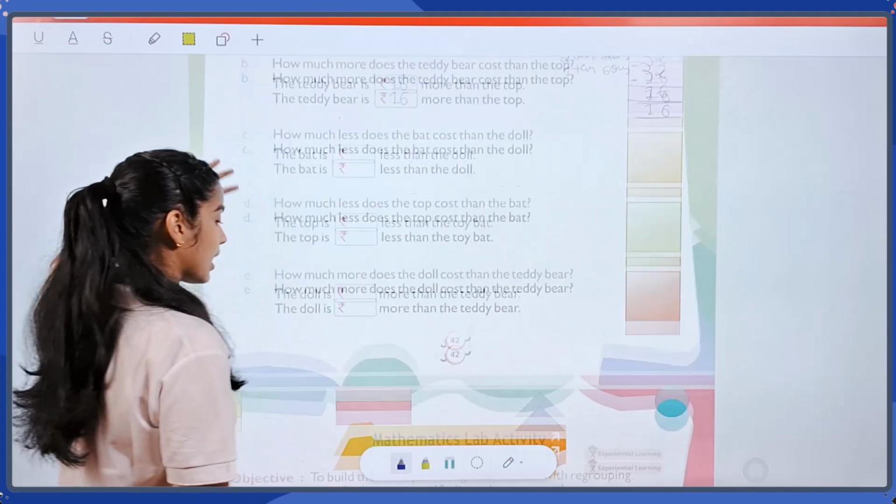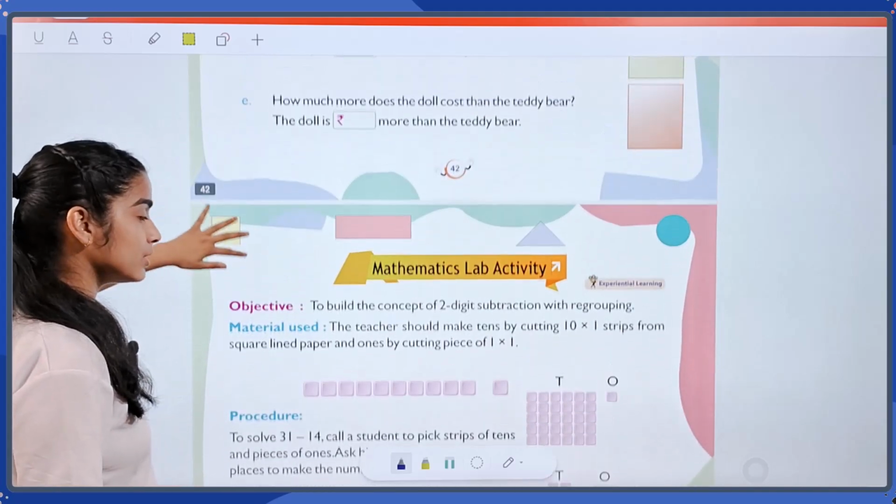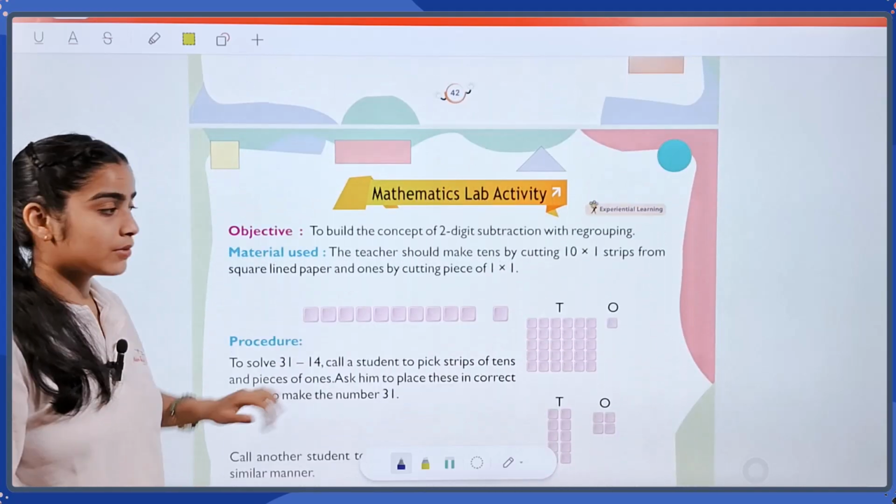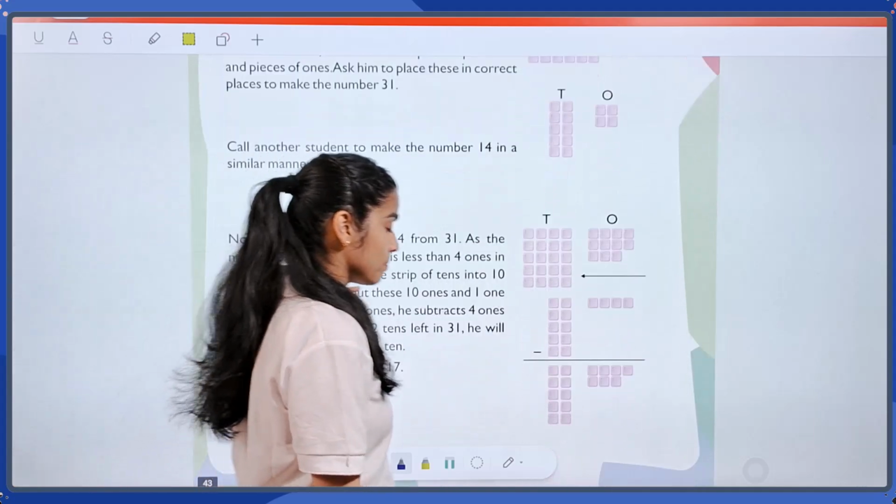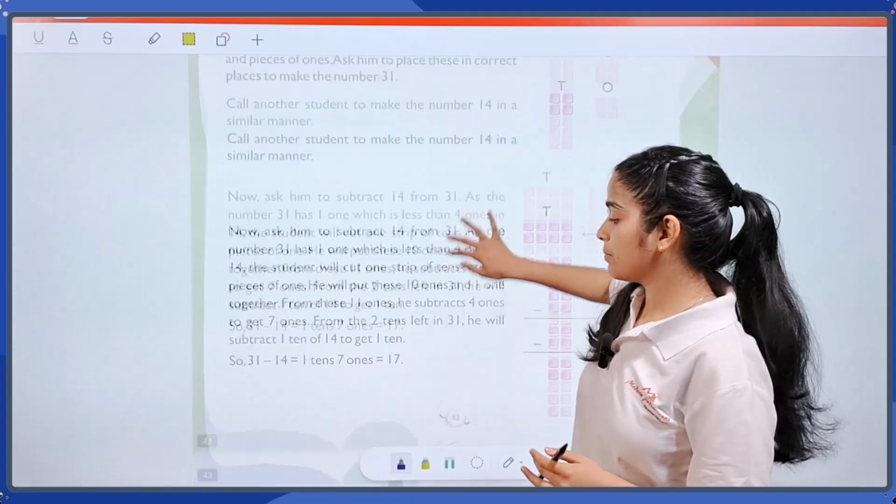In the same way you have to solve the rest of the questions, and after this you have your mathematics lab activity which you have to perform in your maths lab. And with that your chapter ends here.